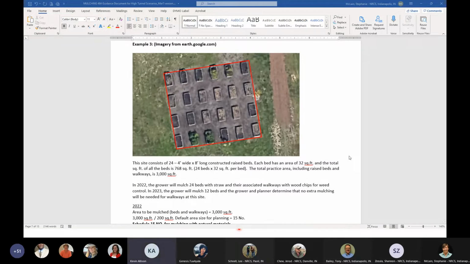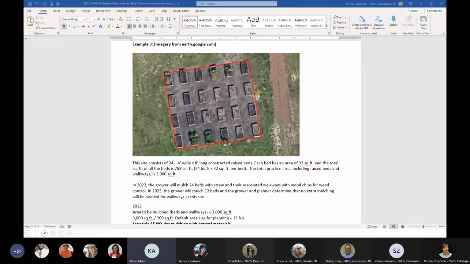Okay, so in this example, you can kind of see what that is. It's basically just a square full of, I think, 24 raised beds. Each bed in this situation is a constructed raised bed. You can see the boards around them. Each bed is 4 feet wide by 8 feet long, so 32 square feet each. The total of all the beds is 768 square feet, 24 beds times 32 square feet per bed. The total area of this practice area, or the area on this site, is 3,000 square feet.